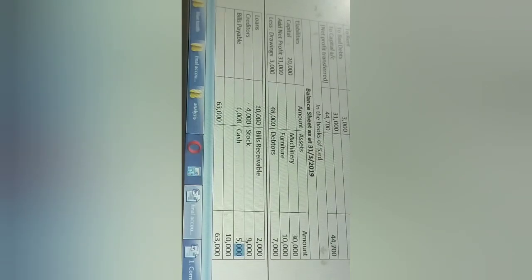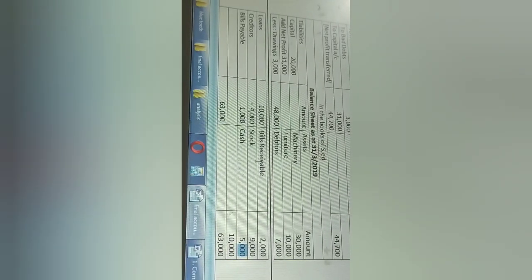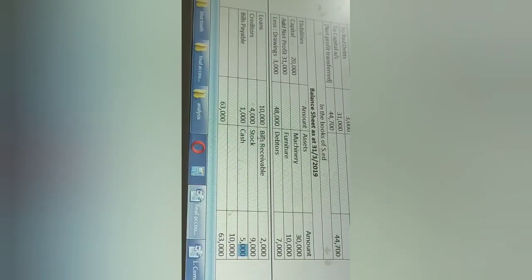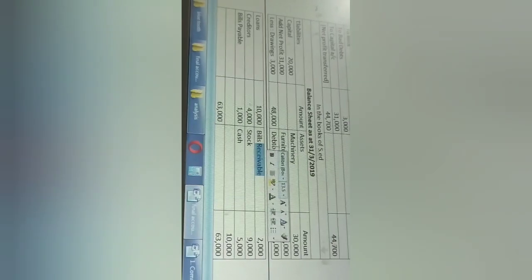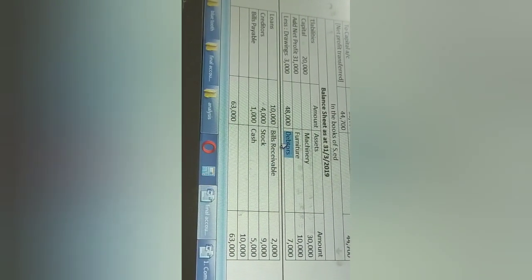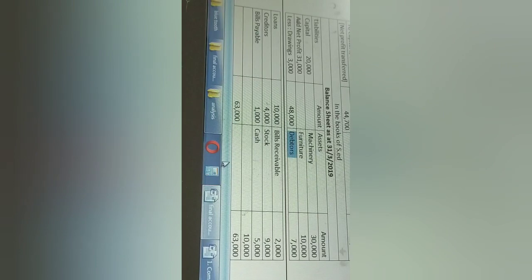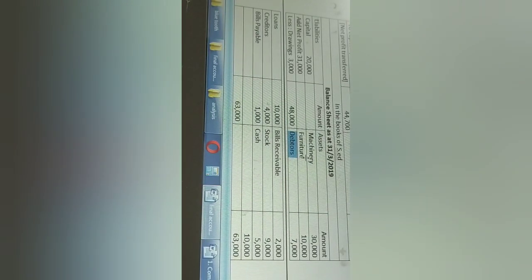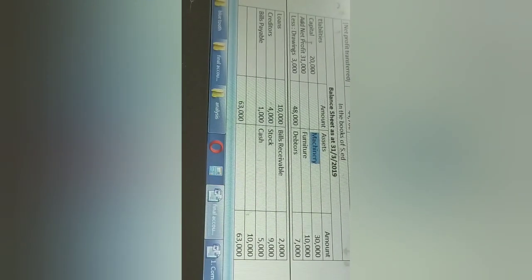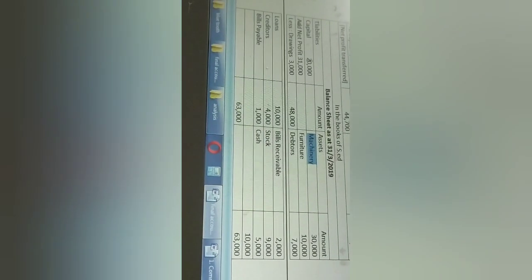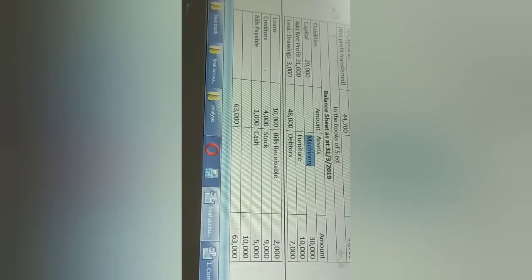Opening stock we will not take over here. Then there is bills receivable, 2,000 given in the sum. Debtors 7,000, furniture 10,000 and machinery 30,000. These figures were given, I have just put them from the trial balance. Next item was capital 20,000, I have recorded over here. Then less drawings 3,000 we have recorded.